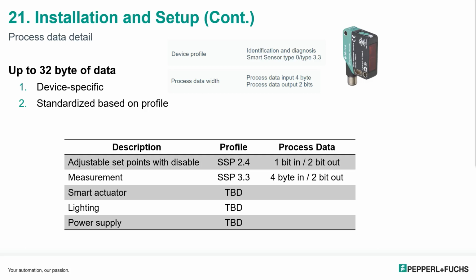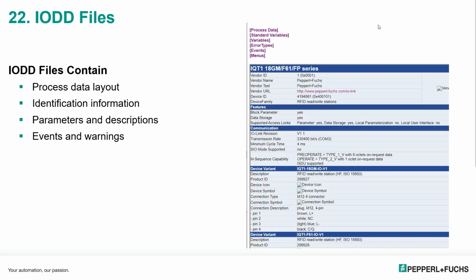Just defines how much input data, how much output data. Maximum is 32 bytes for IO-Link, but there's a standardization that goes on for these types of devices. So if you know what the profile is, you know how the device or the data is laid out.